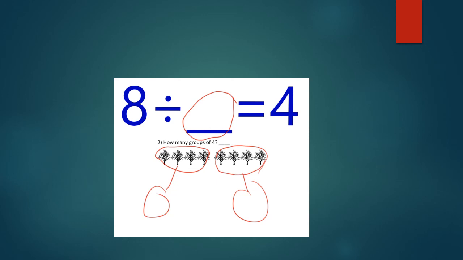And I divide by the groups. That's why I circled the next thing with no number in red. I have a circle there for the groups. And then it equals 4. Why? It equals 4 because one group has got 4 trees. So please write on the line 8 divided by what will equal 4? How many groups of 4?